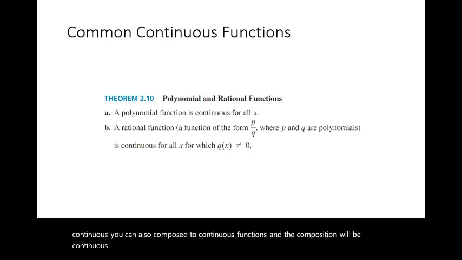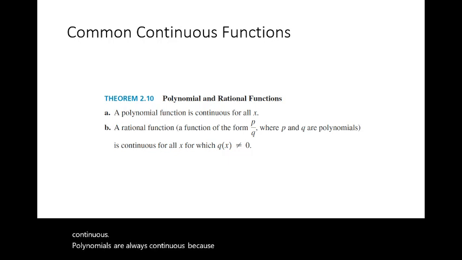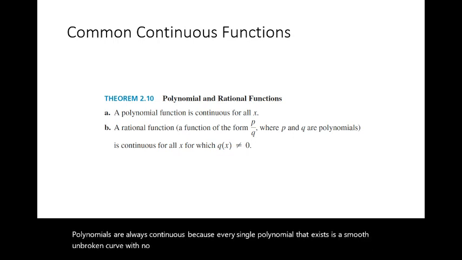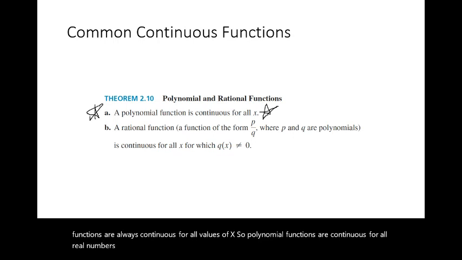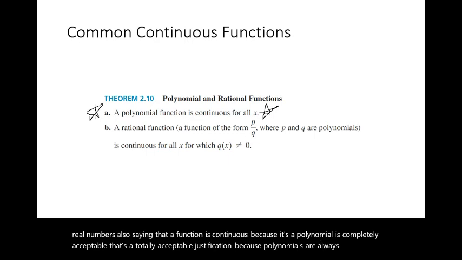Now, polynomials are always continuous because every single polynomial that exists is a smooth, unbroken curve with no holes, jumps, breaks, asymptotes, or anything else weird. So polynomial functions are always continuous for all values of x. So polynomial functions are continuous for all real numbers. Also, saying that a function is continuous because it's a polynomial is completely acceptable. That's a totally acceptable justification because polynomials are always continuous for every value of x.